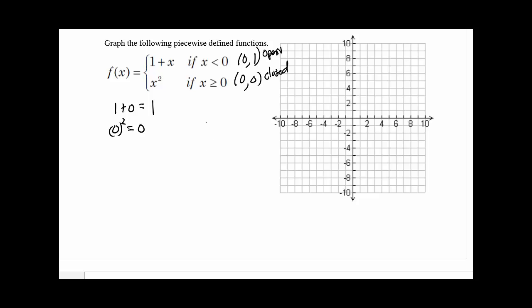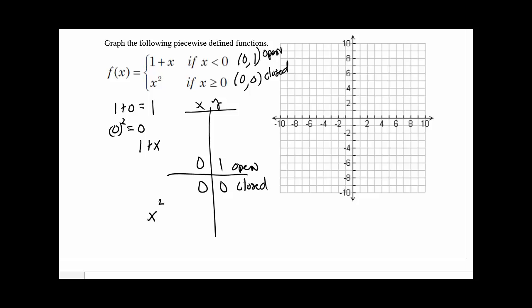Okay, so then I'm going to make a table of values. Since I've got two equations, I'm going to split it in half. The top equation I'm going to label as 1 plus x, and the bottom one is x squared. And I can see that 0 seems to be the ordered pair where it switches from the top equation to the bottom equation. So I'm going to label 0 there. I already know those two numbers, I figured those out. And I know that particular point is open and that point is closed.